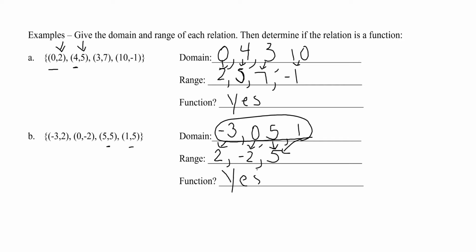What would make this not a function is, let's say -3 was listed up there twice, and -3 went to 2, and it also went to -2. If that was the case, if there were two branches off of a domain, it would not be a function.